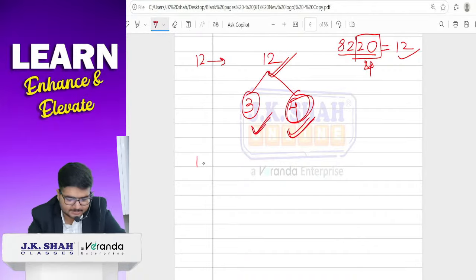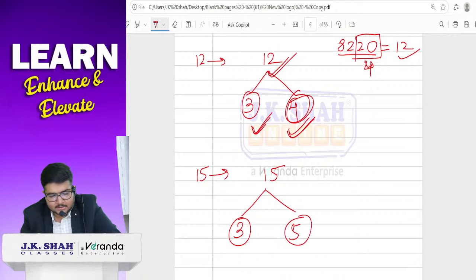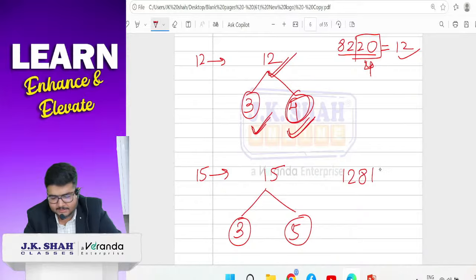Now the divisibility rule of 13 I will teach you. First we'll do the divisibility rule of 15. The divisibility rule of 15 is very similar to 12. You have to check two divisibility rules for this 15. For example, let us take 12810. Now I have to check divisibility. Is this divisible by 15 or not?